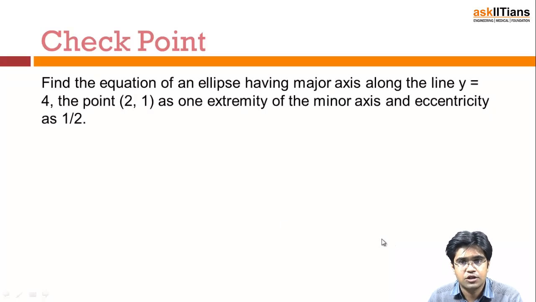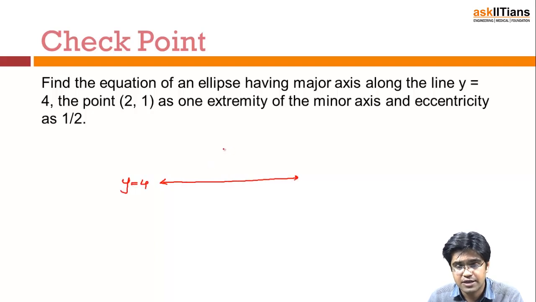Now let's check our concept on this. The question says: find the equation of an ellipse having its major axis on the line y equals 4. Suppose this line is y equals 4. The major axis lies here, and 2 comma 1 is one of the extremities of the minor axis. So let's say this point is 2 comma 1, the extremity of the minor axis. Your ellipse will look somewhat like this.